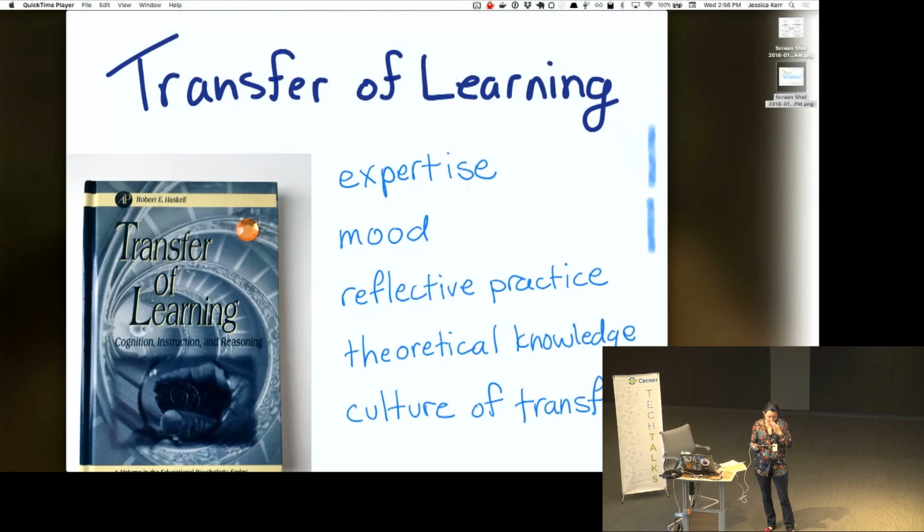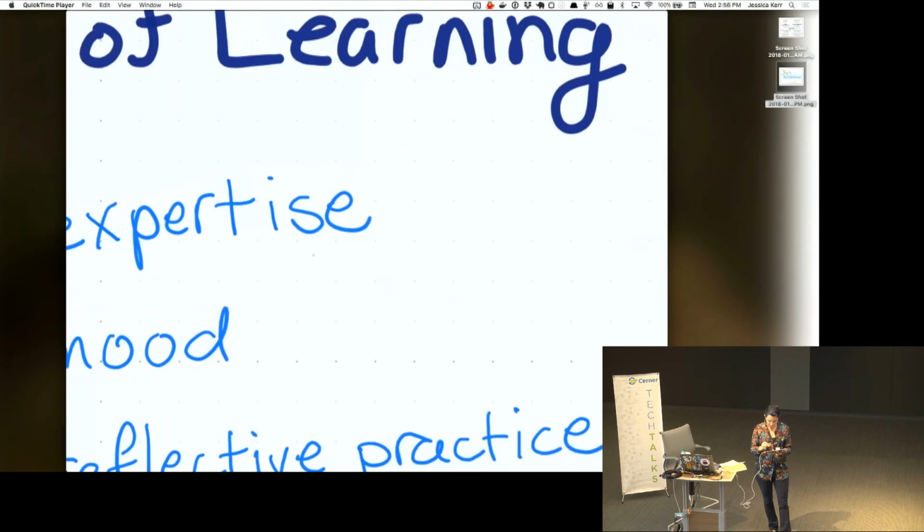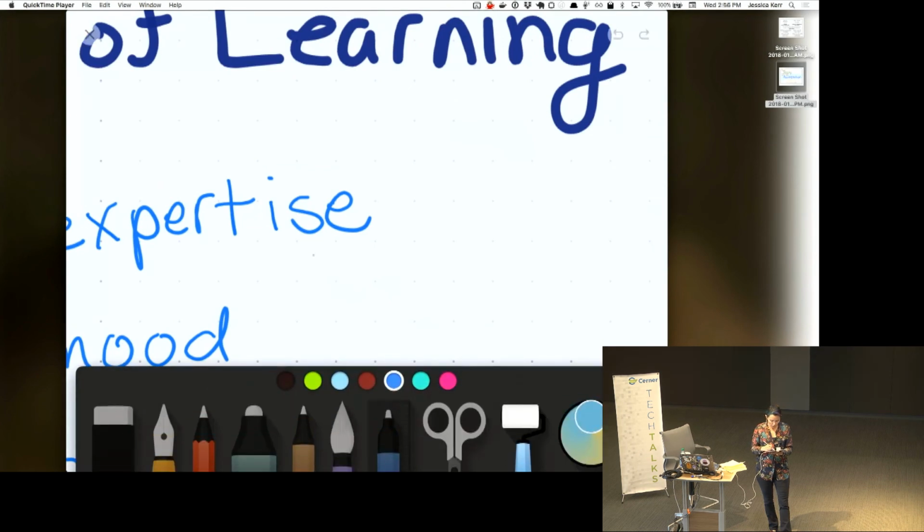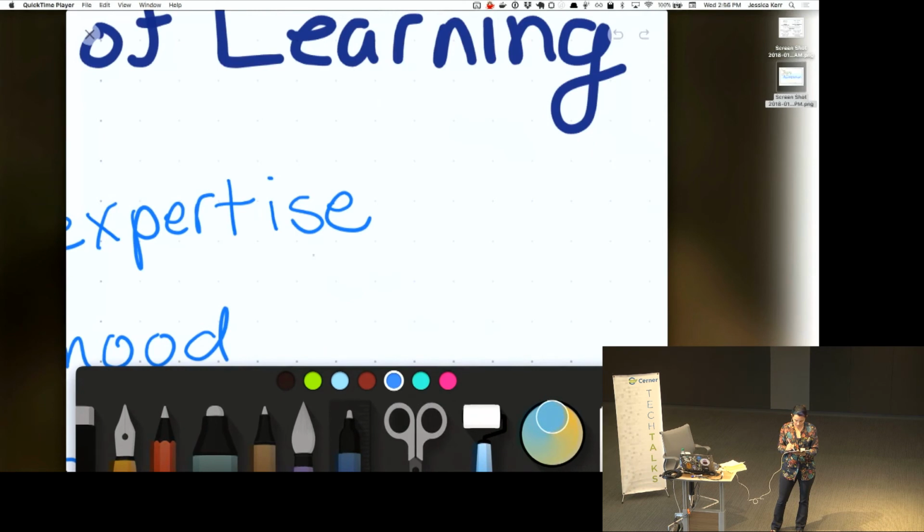So I don't actually recommend this book. It's expensive and not very fun to read. But here's what it says that you need to know. You need at least these things to be able to transfer your learning effectively. One is expertise. And in particular, you'll want to be really good at one thing. So go deep on some language.